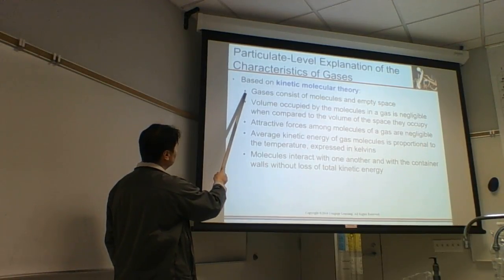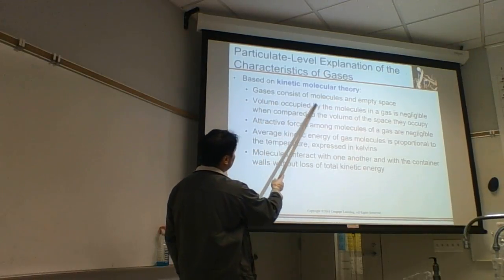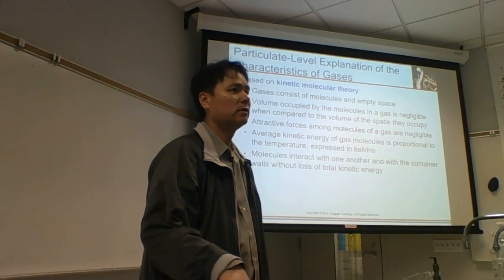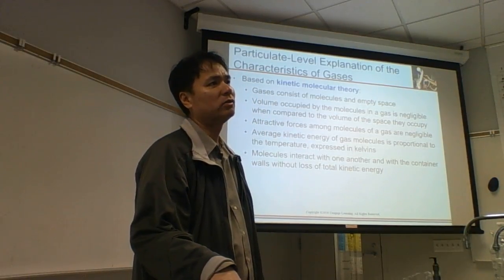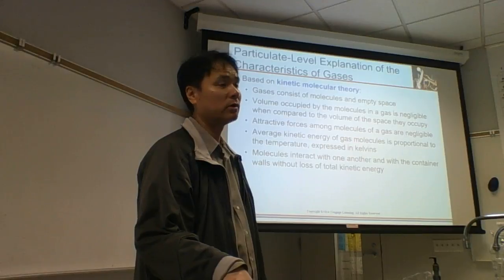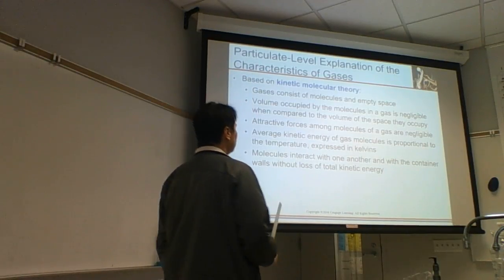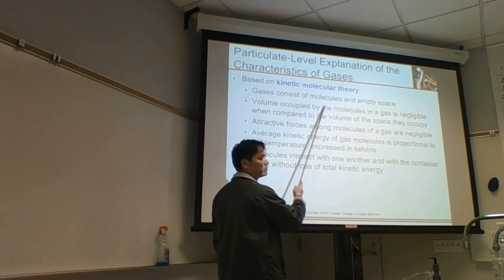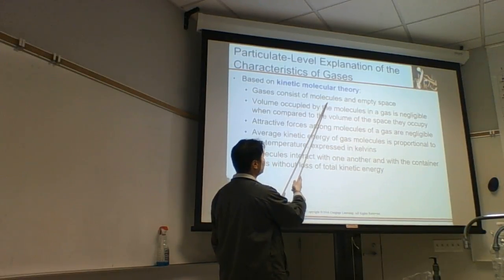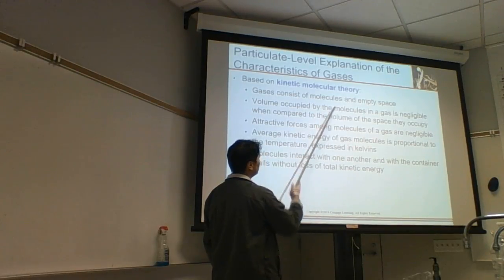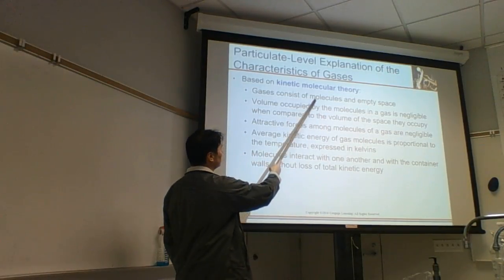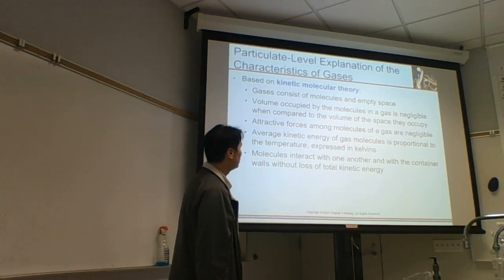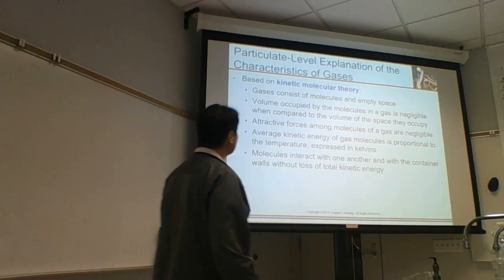Let's look at the first one. Gases consist of molecules in empty space. Well, gases consist of molecules and/or atoms and/or ions. They're just using molecules generally. If we had helium gas, there are no molecules in helium gas. Helium just likes to form atoms. There would be atoms in empty space. So we can't take this too literally, but it pretty much consists of particles. Those particles can be molecules, atoms, or ions, and empty space.